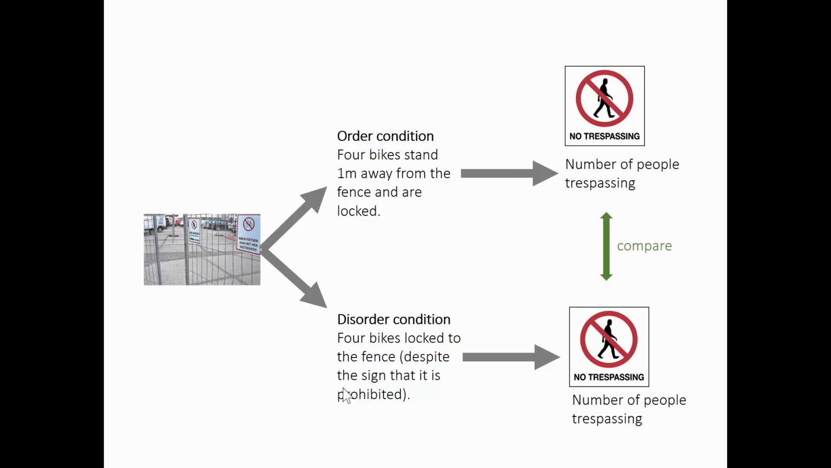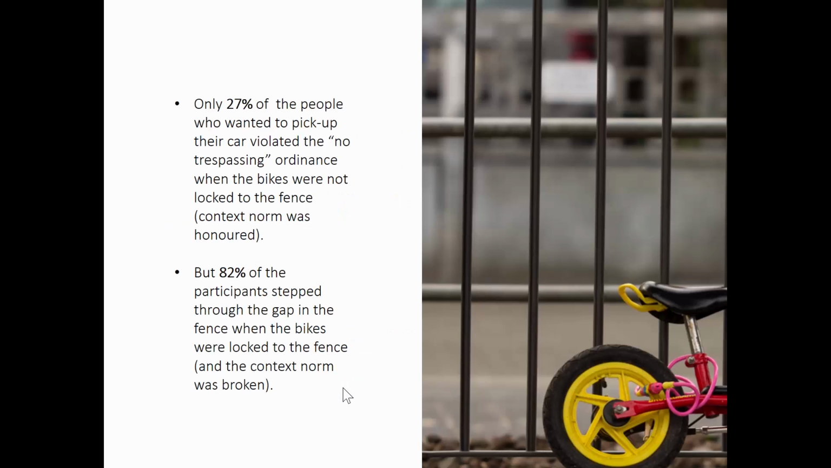Okay, and what happened? Well, the results were striking. Again, more than twice the number of people walked through the gap in the fence when there were these spikes attached to it. Right? So in the order condition, there were only 27% of the people that walked through the gap in the fence, while in the disorder condition, there were 82% of people walking through this gap in the fence.